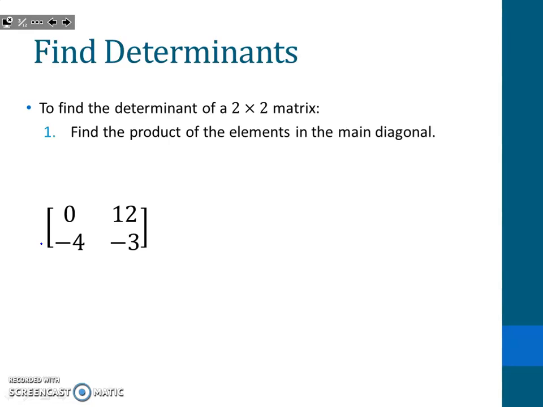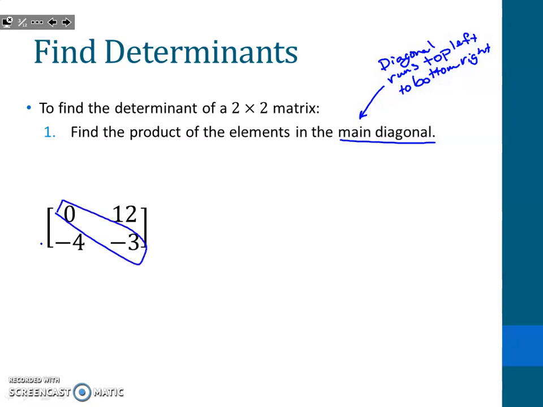In order to find the determinant of a 2 by 2 matrix, you are going to find the product of the elements in the main diagonal. Main diagonal is something that I don't think I even mentioned to you guys, but the main diagonal of a determinant is going to be the diagonal that runs from the top left to the bottom right. So in order to find the 2 by 2 determinant, my first step is going to be to find the product from the top left to the bottom right.